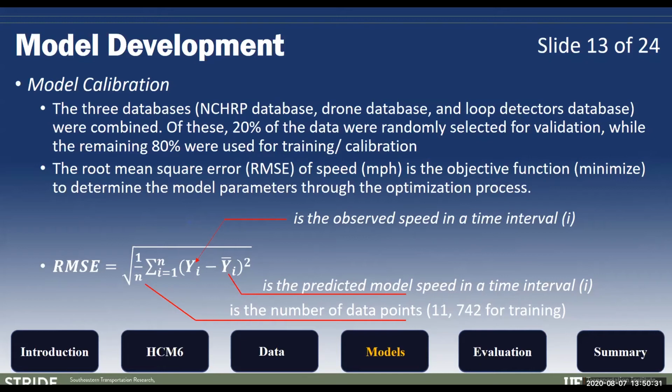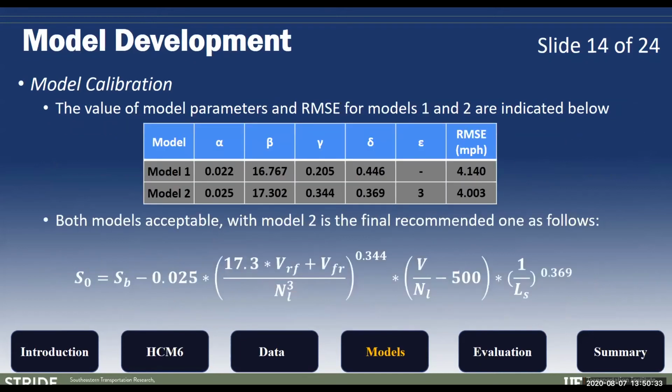So in essence, this is what we attempted to do. The model itself is shown here. Not a lot of variation between model 1 and model 2. And as I said, we did pick model 2 since it generated a slightly lower error. So basically the model error is plus or minus 4 miles per hour, which is actually quite a good fit to the large data set that we have.